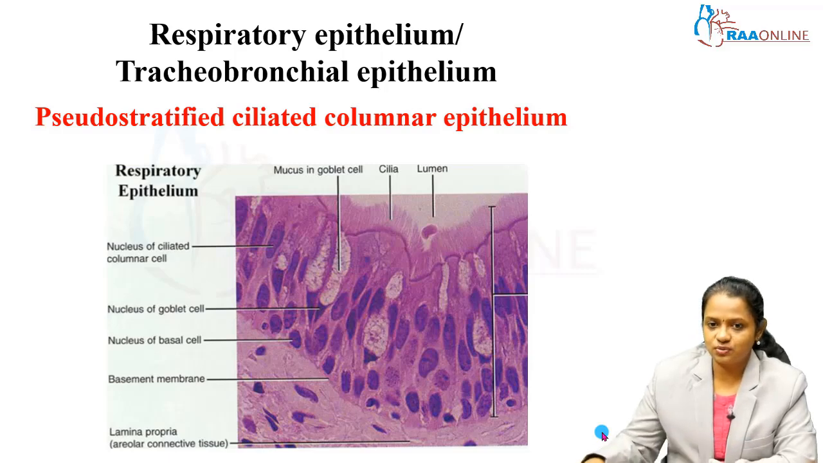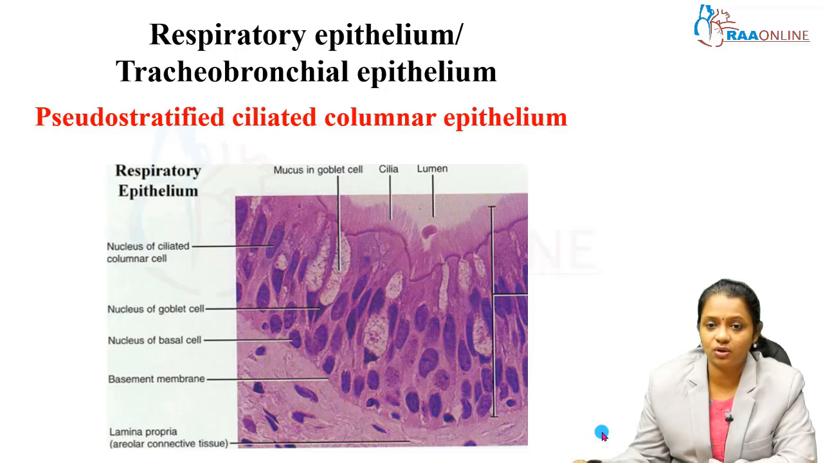So the nuclei, as you can see here, are present at various levels, giving a stratified appearance, as though the cells are present in different layers. So it is called pseudo-stratified. Why pseudo? Because all these cells lie on a single basement membrane. There is a single layer of cells. It appears as though there are many layers because of the presence of nuclei at various levels, but actually all these cells lie in a single layer.